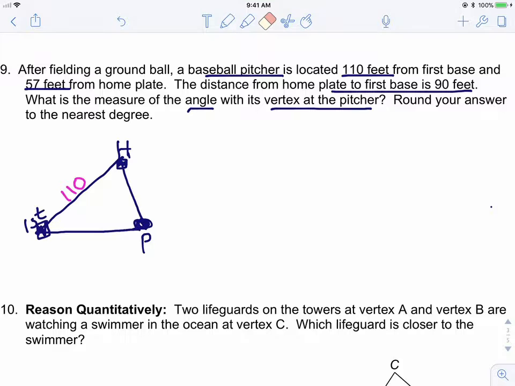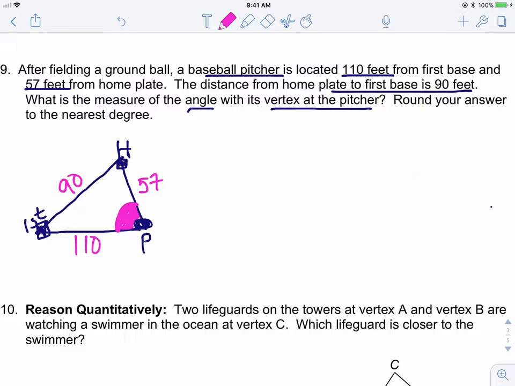And 57 feet from our home plate. Whoops, got that 110 the wrong place. The pitcher, so the pitcher is over here. And I don't play very much baseball, as you can see. And then home plate, we have 57 feet. Okay. And let's see, the distance from home plate to first base is 90. So this is our 90 there. And we want to know this angle with the vertex at the pitcher. So we have to solve for this angle here.